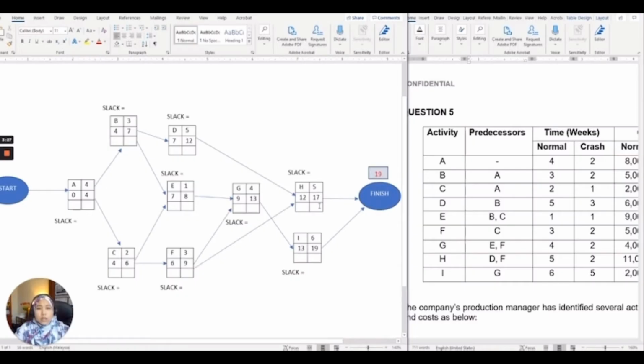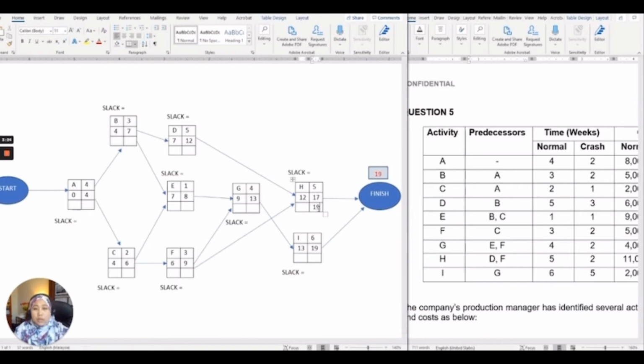So since the completion time for these activities is 19, both activity H and activity I need to start with 19. So for activity H, 19, activity I, 19. So 19 minus 6 equals 13. Okay, same goes to activity H, 19 minus 5 equals 14.